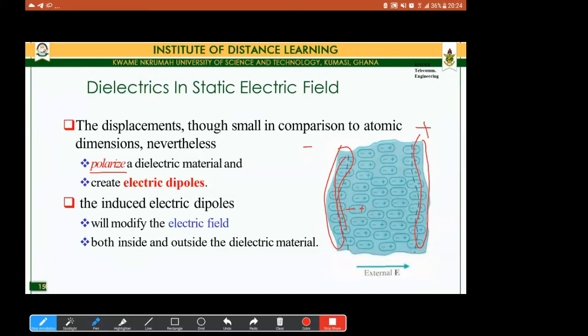So the same thing when you have a material, which is a dielectric, inside an electric field, the force exerted on the charges causes the material to be polarized. And the polarization of the material will create electric dipoles. And these electric dipoles will now modify the electric field both inside and outside the material. As you can see, some negative charges are at the edge here and some positive charges are at the edge here. This will set up electric field inside the material and then outside the material as well. And therefore, the electric field both inside and outside the material will all be modified.